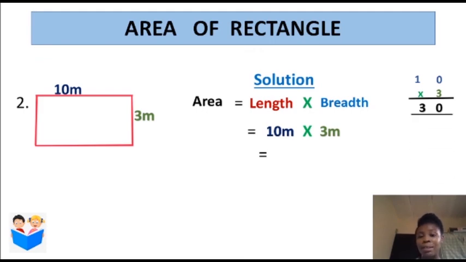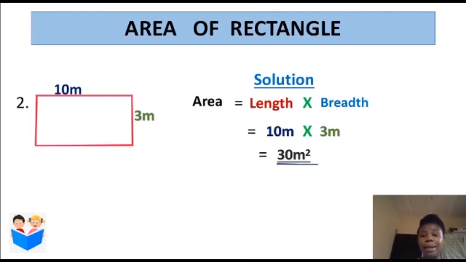So we have 10 meters times 3 meters is equal to 30 meters squared. So we have the area of this rectangle as 30 meters squared.